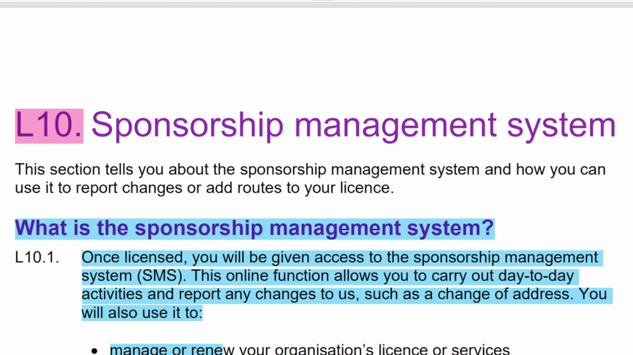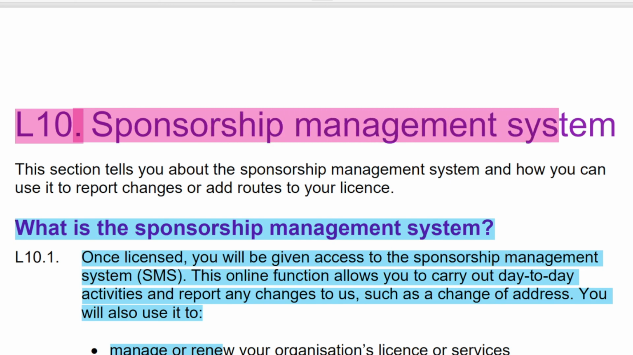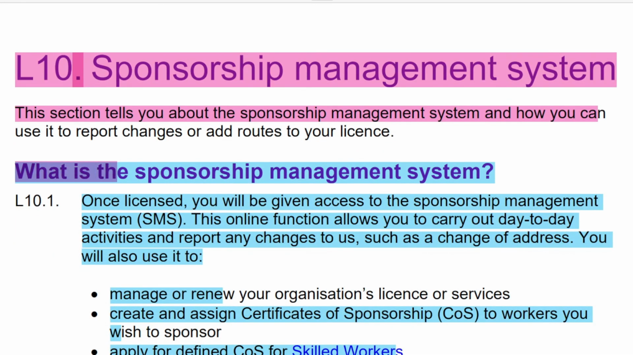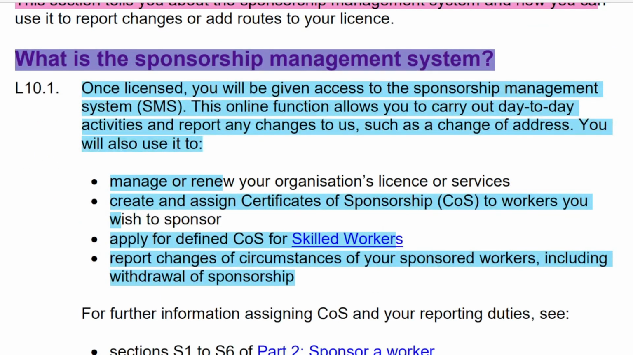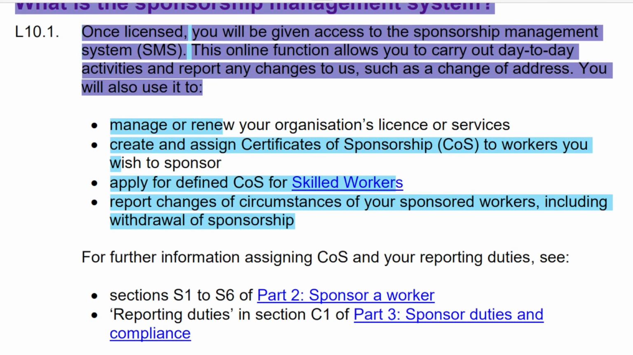Now let's discuss L10 of this guidance, which is the sponsorship management system. What is the sponsorship management system? Once licensed, you will be given access to the sponsorship management system, which is known as SMS. This online function allows you to carry out day-to-day activities and report any changes to us, such as changes of address, and we will use it to manage or renew your organization license, create or assign certificates of sponsorship, apply for defined certificates of sponsorship for skilled workers, and report changes of circumstances of your sponsored worker, including withdrawal of your sponsorship.